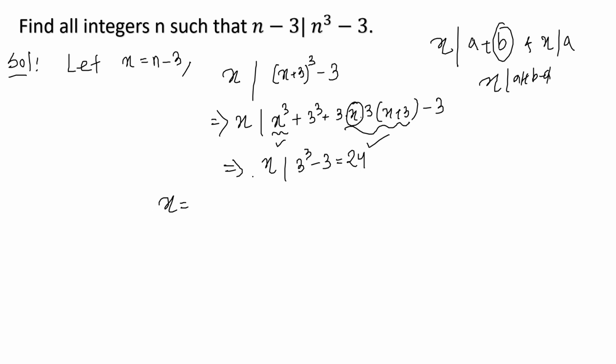x is basically the factors of 24, which are plus minus 1, plus minus 2, plus minus 3, plus minus 4, plus minus 6, plus minus 8, plus minus 12, and plus minus 24. I think those are all. So if you equate the values of x to each of them and then try and solve for n, where n is basically 3 plus that, you will get all the required values of x and n. And that completes the problem again.